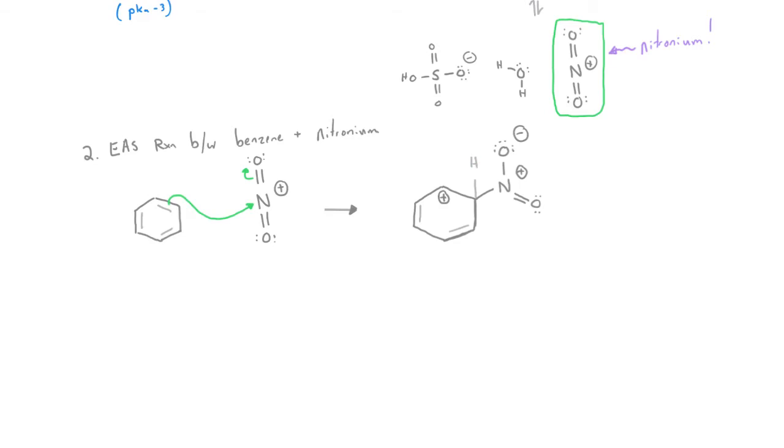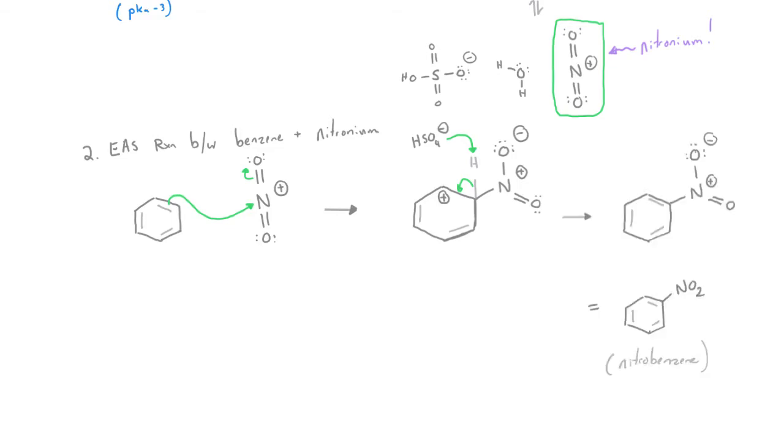and by loss of a proton, we can reform the aromatic ring. Mechanistically, we can show hydrogen sulfate acting as the base in this step to remove the ipso proton. When the ipso proton is removed, the electrons in the sigma bond go in to form a pi bond, therefore reestablishing the aromatic ring. We now have a nitrated benzene.